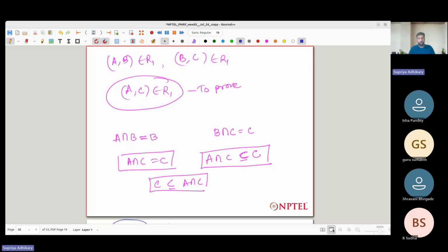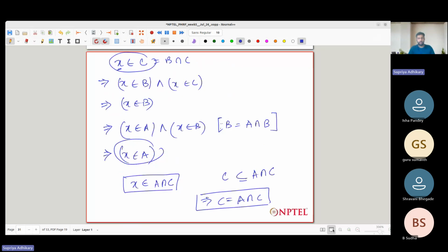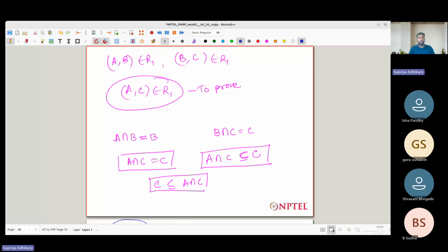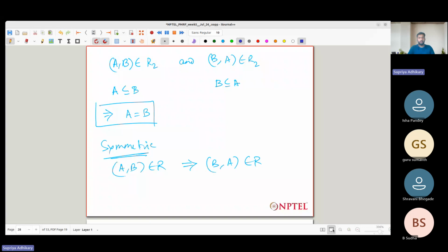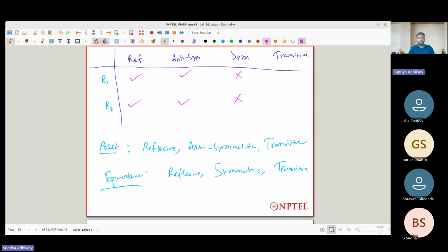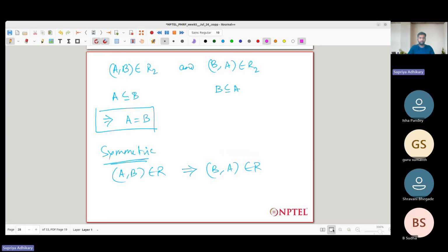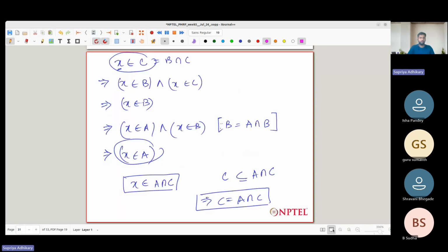So the relation R1 is definitely a transitive relation because we have proved that this AC belongs to R1. So this is a transitive relation. Now what about R2?